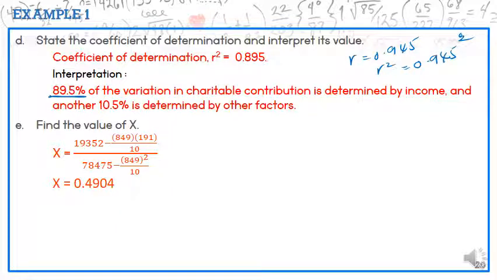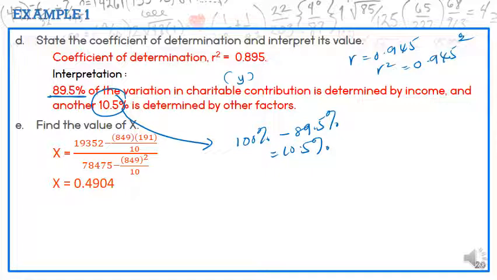So your interpretation, interpret your coefficient of determination in terms of percentage. So here, 89.5% of the variation in charitable contribution, Y, is determined by income. And another 10.5% is determined by other factors. So macam mana you dapat 10.5? 100% minus 89.5%. You dapat 10.5%.